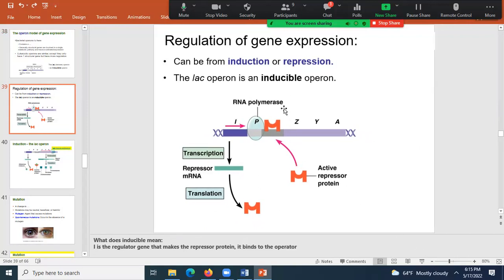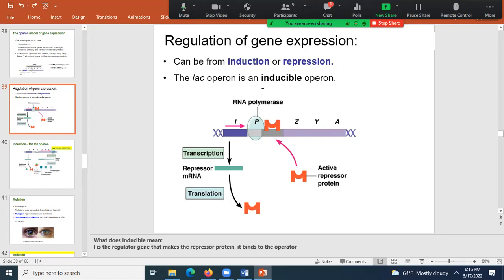So regulation of gene expression can be by induction or by repression. The lac operon is inducible. That means that the gene is normally turned off and it is induced to be turned on when the sugar lactose is around. So when you need the gene to be turned on, it'll be turned on, but when you don't need the gene, it is turned off.